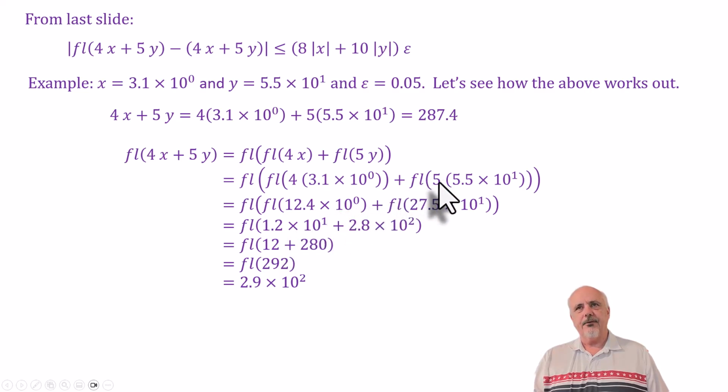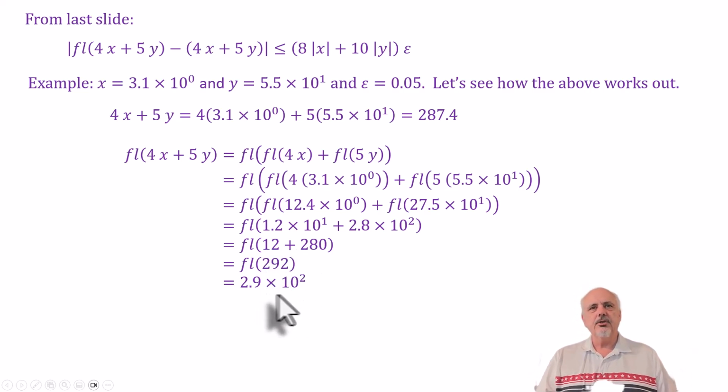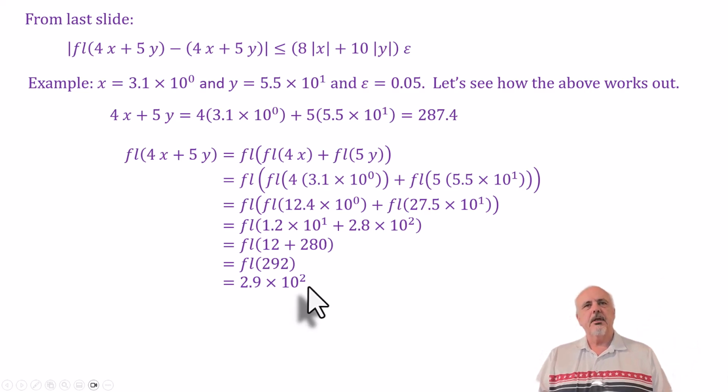And then if I take the 5 times 55, I get, what's that, 275, I guess, 27.5 times 10. And I float that, I get 2.8 times 10 squared. And then when I add these together, I get 292. And then I float that, I get 2.9. So 2.9 times 10 squared is the result of those successive floating point operations.